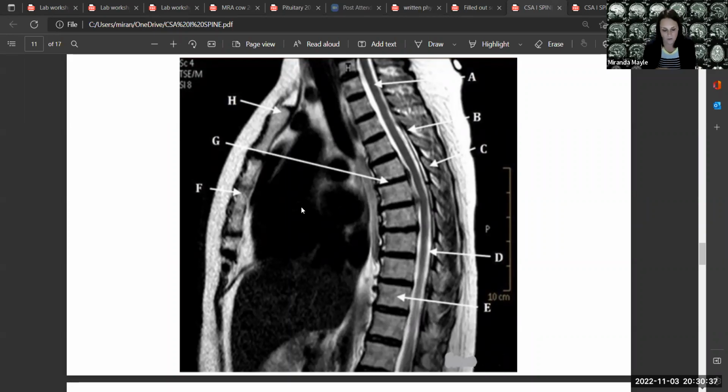All right, what is H? Notch of sternum. Suprasternal notch. You can feel it right there, this little dent in your neck, the suprasternal notch.